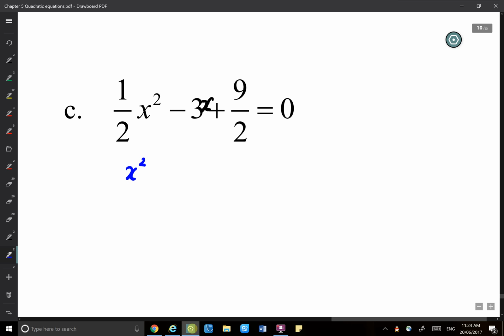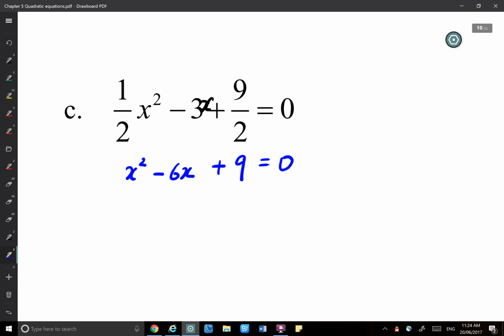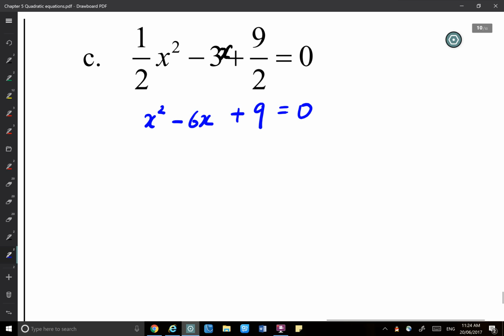Okay, times 2 on this term, times 2 on this term, and times 2 on this term. And make that equals to 0. Because 0 times 2 is still 0. So I'll times 2 on everything first. That's still the same equation. You will still solve out the same x value.